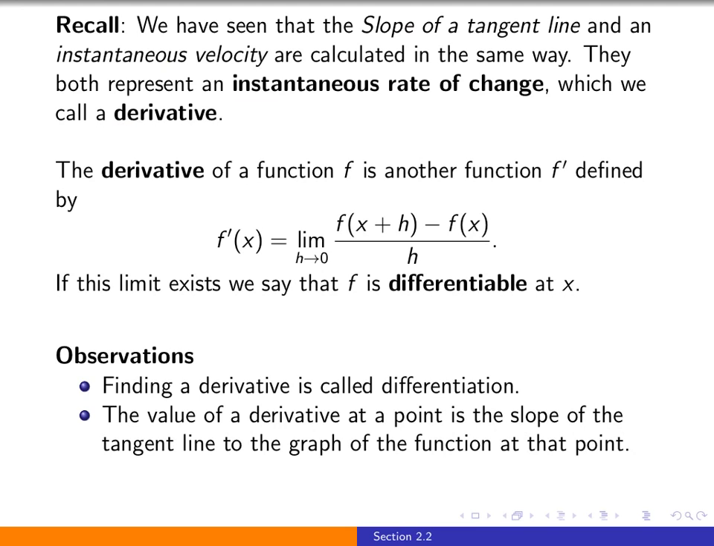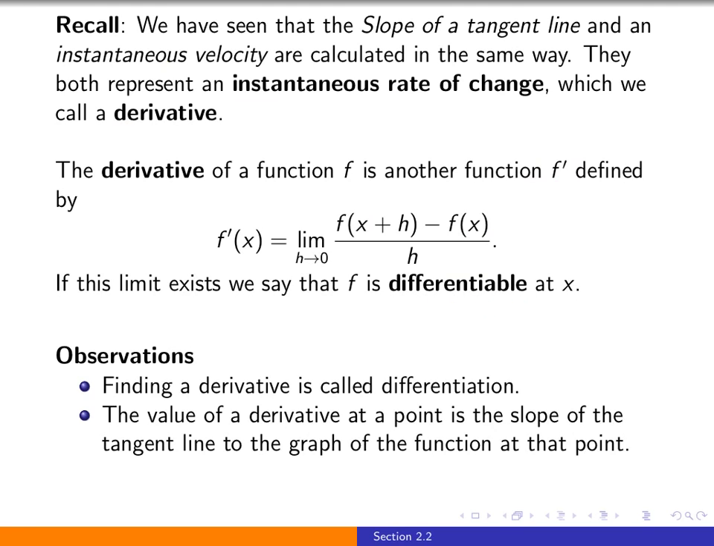So the derivative of a function f is going to end up being another function denoted by f prime, and it is defined by the following limit. And this should look very familiar. The only difference between this limit and the previous limits we've evaluated is that instead of having a specific number, we just have a variable x, because we think of this as being the function f prime of x. And wherever this limit exists, we say that f is differentiable.